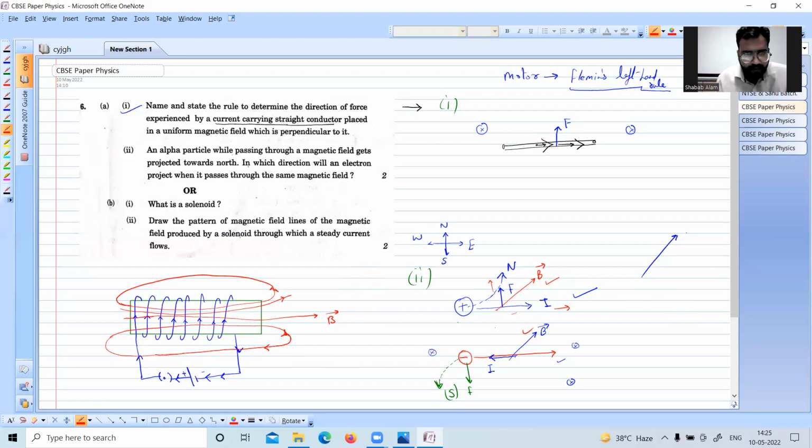The pattern of magnetic field lines produced by a solenoid through which a steady current flows. Okay, so this is done. We have explained and we have drawn both. Now let's move to the next question.